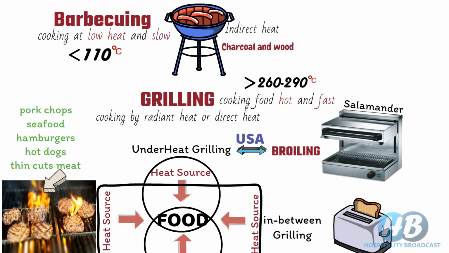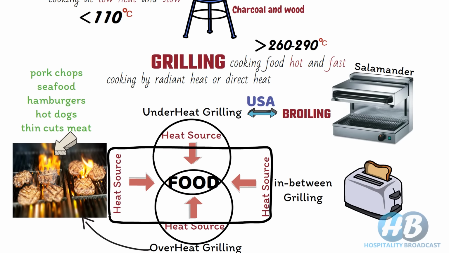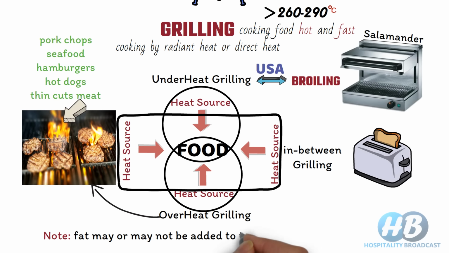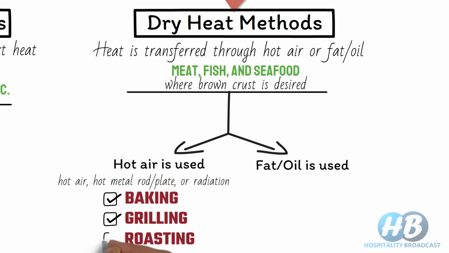Charcoal, woods are commonly used heat source for barbecue. So, grilling is cooking fast over high heat, while barbecue entails a slow cooking process with low heat and over indirect heat. Please note here, fat may not be added to the food while cooking. Next we have roasting.